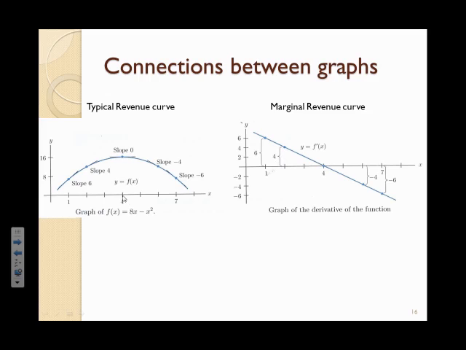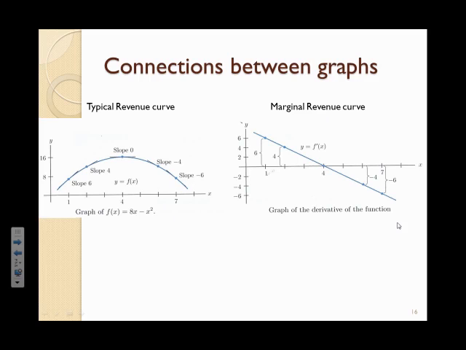At x is equal to 4, there was a slope of 0. So we plotted a y value of 0 on the marginal revenue, or the first derivative. And then the slope went negative. So again, it's negative down here. At x is equal to 6, the slope was minus 4, so that's why there's a point here. And at x is equal to 7, the slope is minus 6. So at x is equal to 7, we put a value of minus 6. And we connect all the lines in between. We realize it's a straight line.